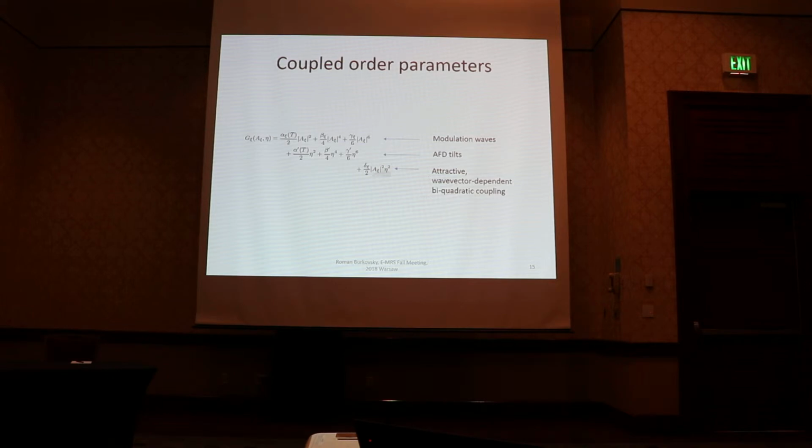After considering the Landau expansion, this is how it should look. The symmetry-allowed form is this one. These are the modulation magnitudes, and these are the antiferrodistortive tilts. These first terms describe a first order phase transition with respect to the modulations. This describes the antiferrodistortive tilts, also a first order phase transition. And this is the biquadratic coupling allowed by symmetry, which has to be attractive in order to have simultaneous appearance of the order parameters.